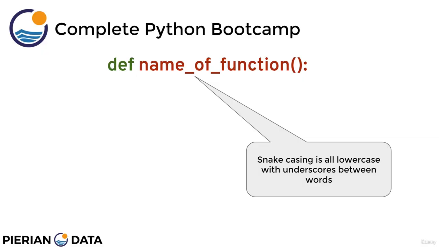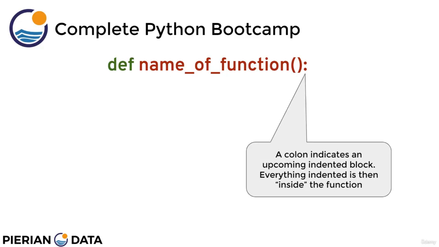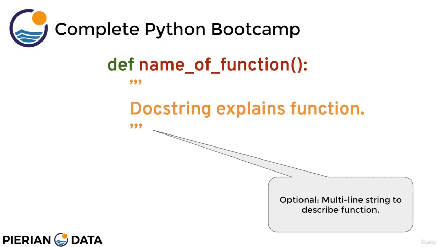It will still work if you don't follow snake casing, but in order for your code to be readable by other Python developers, you should use snake casing when naming functions. Then you'll notice we have parentheses here. So the parentheses come at the end, and later on we'll see how we can pass in arguments or parameters into the function, where arguments or parameters are essentially just variables you take and pass into the function in order to work with them within the function. And then finally, you'll notice a colon, which indicates an upcoming indented block. Everything indented is then inside the function.